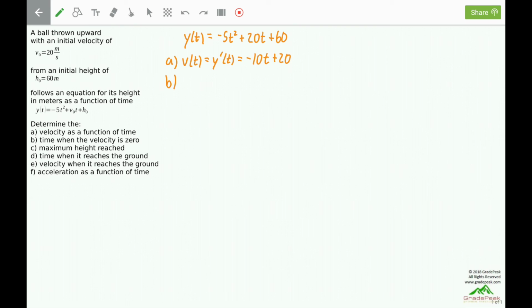For part B, we want to find the time when the velocity is 0, and that's found by setting that velocity function of t we just found equal to 0. We can now subtract 20 from both sides, and then divide both sides by negative 10, and we have negative 20 divided by negative 10, so t is going to come out to 2. The time units can be seen by looking at v naught here, meters per second. The time units are seconds.